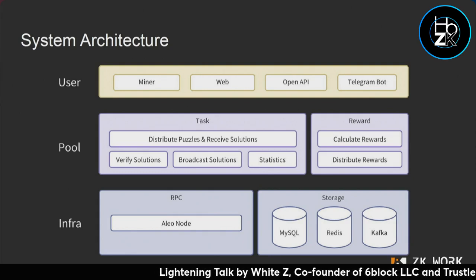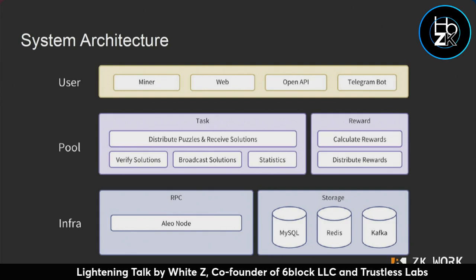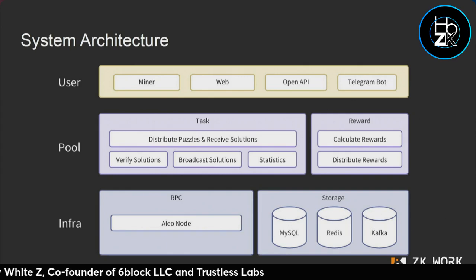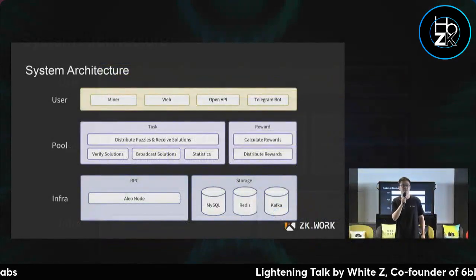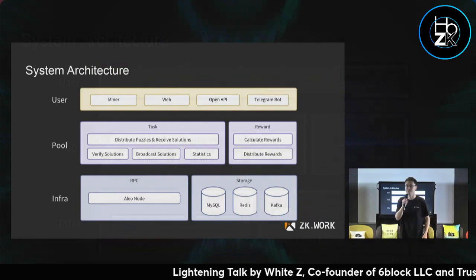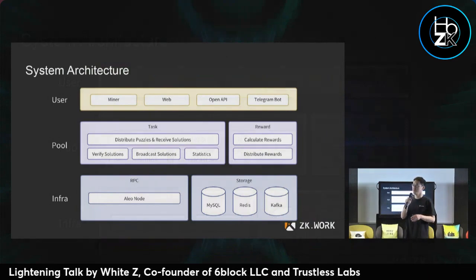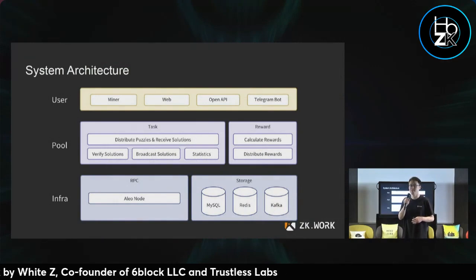And in the storage part, we use three different kinds of storage. The first one is MySQL. The second one is Redis, which is used as a cache. And the third one is Kafka, which is used as a pipeline for all the data fetched from the Aleo node. The middle layer, we call it the mining pool layer.